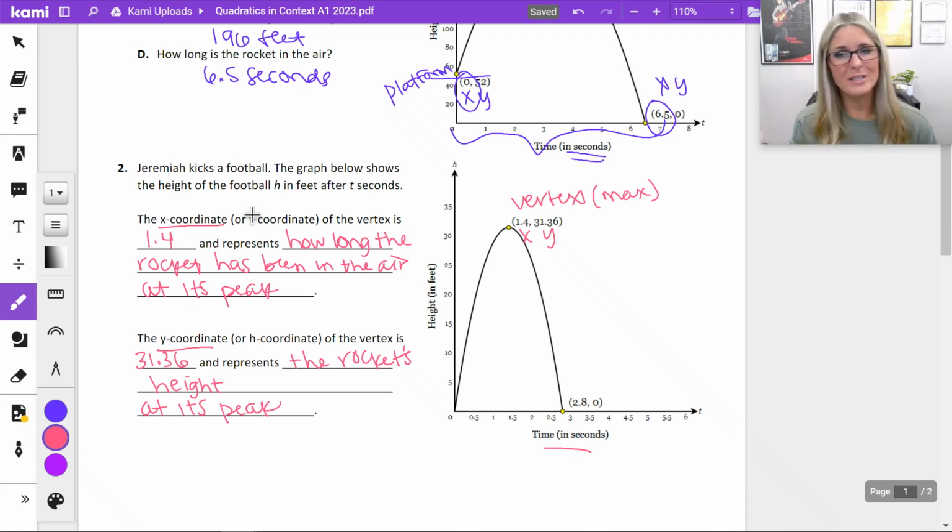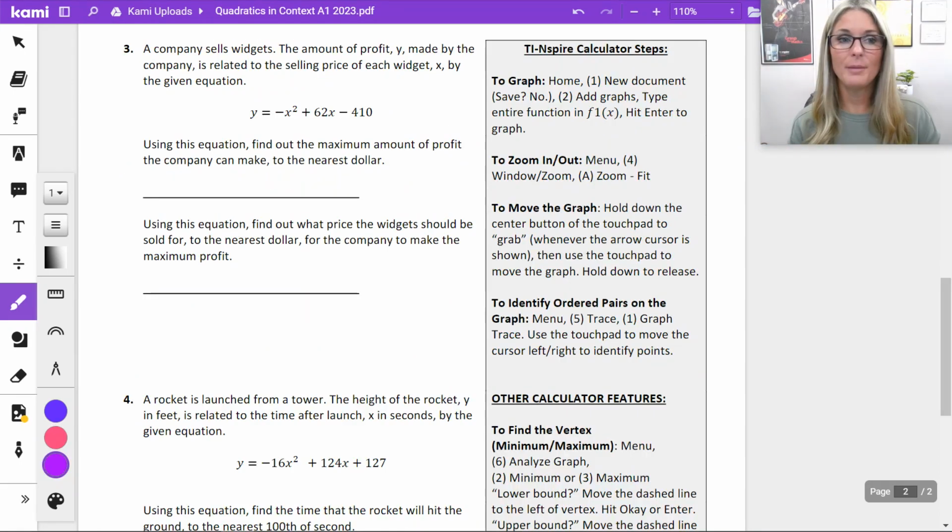Taking the x coordinate, what did it represent? Time or how long the rocket has been in the air. We're talking about at the vertex, therefore at its peak. Y coordinate is height in feet, so the rocket's height. Where? We're talking about the vertex at its peak. On page 2, we're going to look at some functions in context, but we're going to use our calculator to graph it so we can pull out some of this information and apply it back to our context.